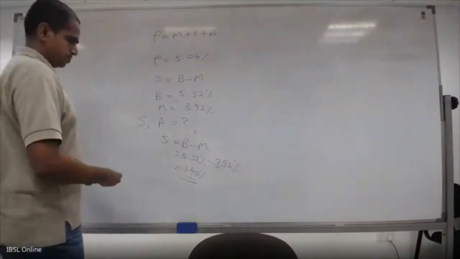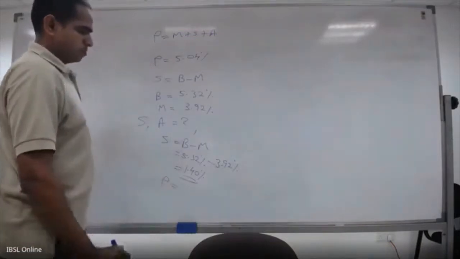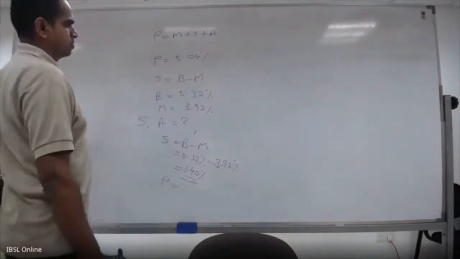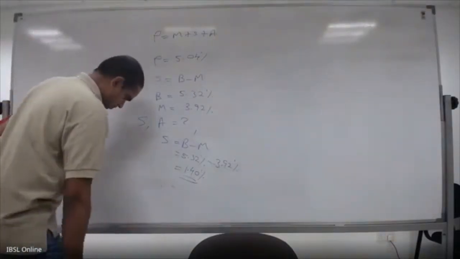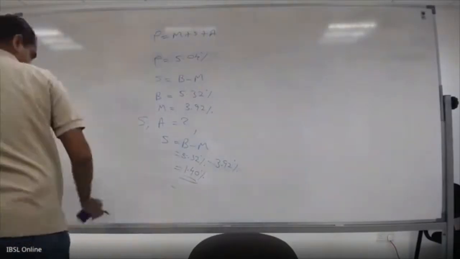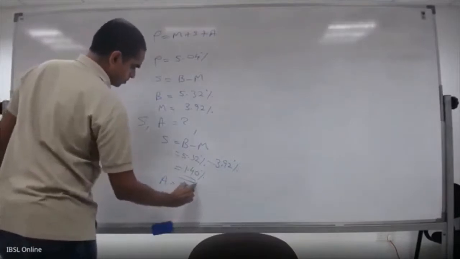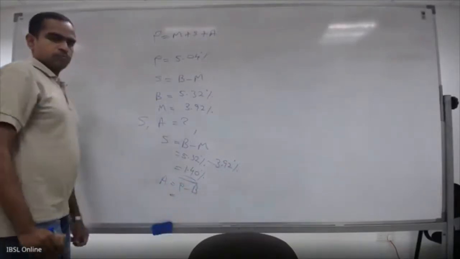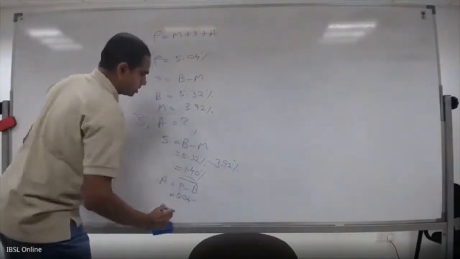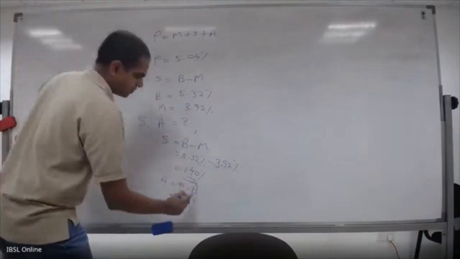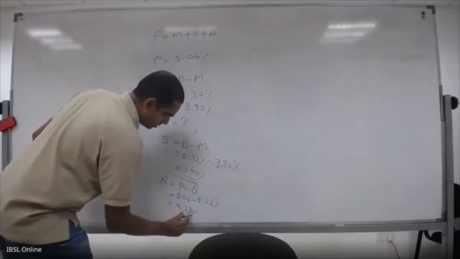Then A. P equals M plus S plus A, so you can use active return, which is the portfolio return 5.04 minus benchmark return 5.32. Active return is minus 0.28%.